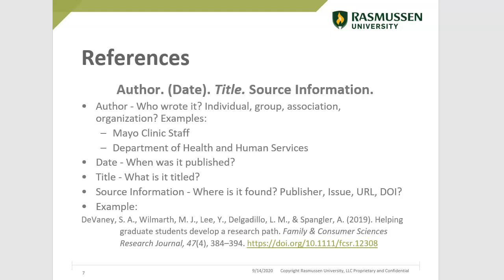From there, date and title are typically fairly easy to determine. However, source information might be a little less familiar. Source information is the location where others can find the source. For example, a publisher for a book, a URL for a website, or a permanent link for an article found in a library database. So let's put it all together.